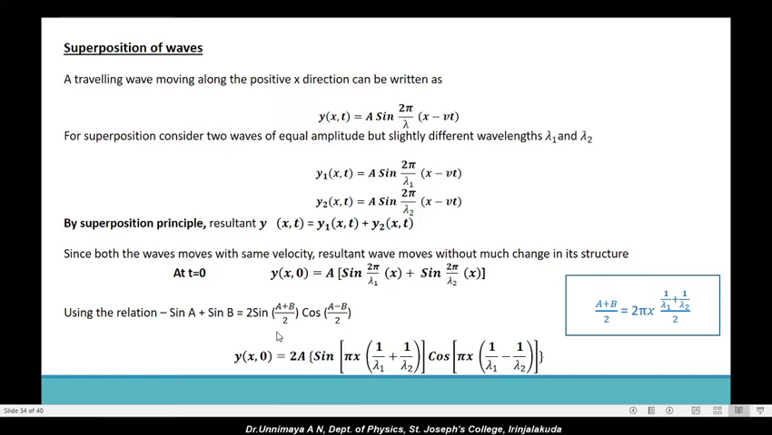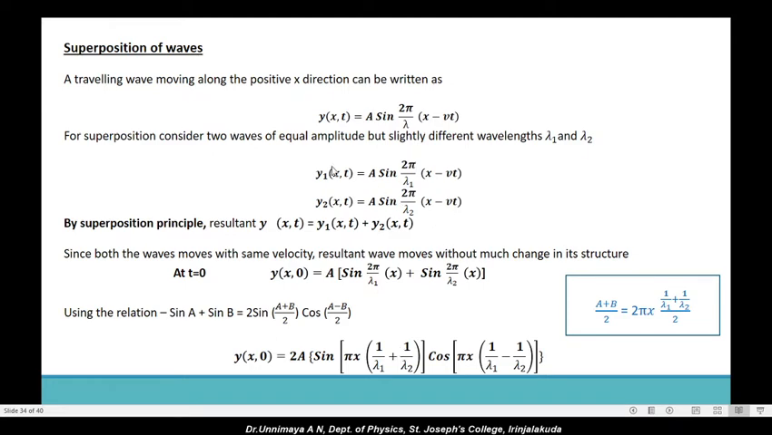Substituting here, what will be the result? The resultant will be 2A sin of (a + b)/2, that is 2πx(1/λ1 + 1/λ2)/2. The 2 and 2 will get cancelled, so the answer will be πx(1/λ1 + 1/λ2). So we get 2A sin[πx(1/λ1 + 1/λ2)], then cos of (a − b)/2, that is cos[πx(1/λ1 − 1/λ2)].